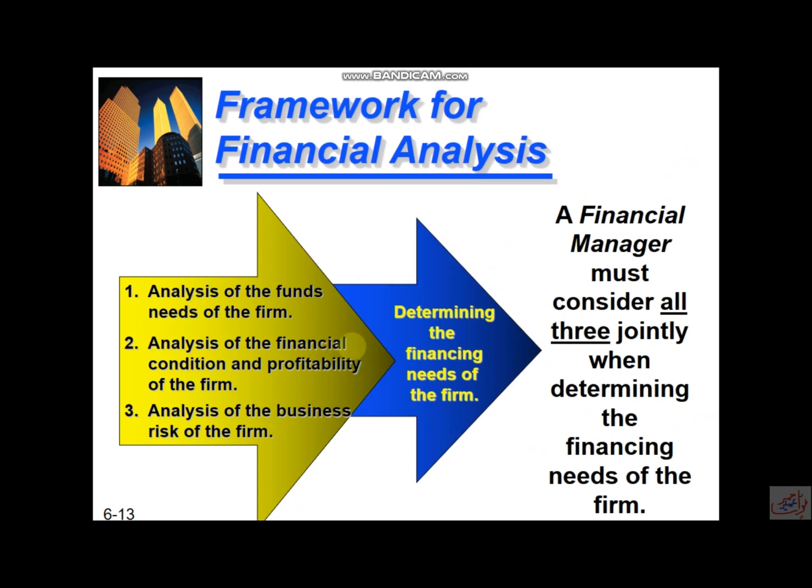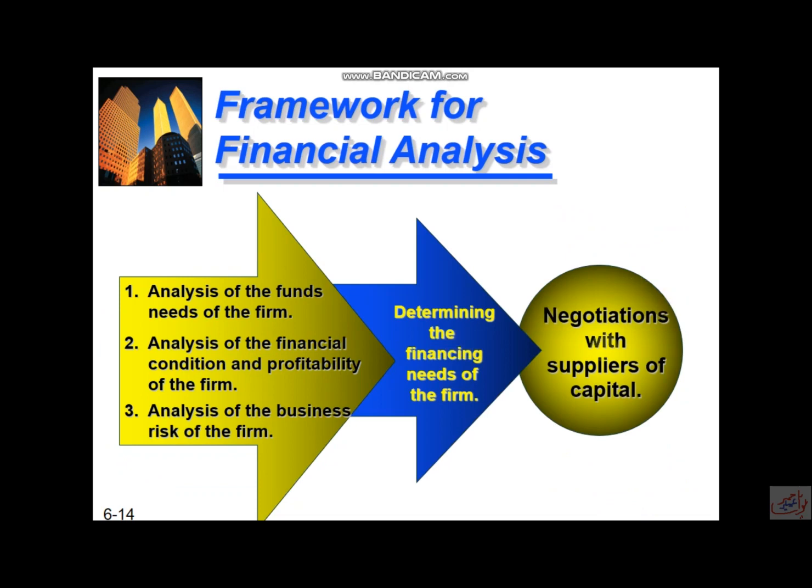Now, number 4, determining the financing needs of the firm. Due to these three analyses, we determine the financing needs of a firm. A financial manager must consider all three jointly when determining the financing needs of a firm. Let's suppose you are a financial manager of a business, so you must go through all of them. Then you will determine what the financing needs of a firm are, what your business actually needs. Okay, so negotiation with the suppliers of capital, and it's all about the framework of financial analysis.